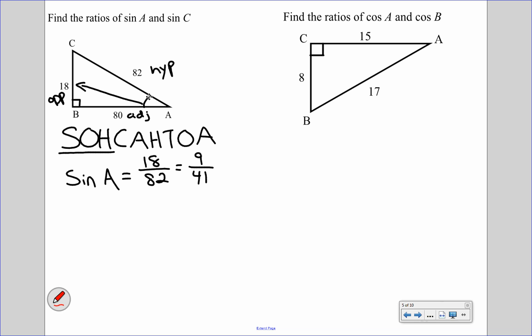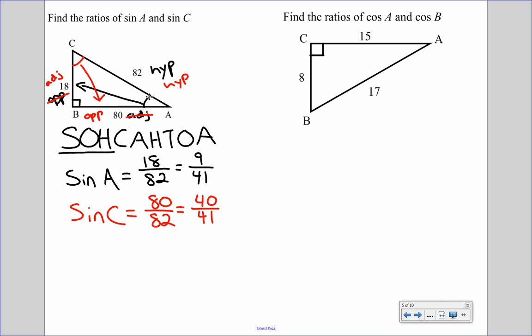Now it also asks us for the sine of angle C. So if we're using angle C, our hypotenuse is going to stay the same. This is still our hypotenuse. But notice that now this side is opposite our angle, and this side is adjacent to it. So once again, sine calls for opposite over hypotenuse. Our opposite side is now 80, and our hypotenuse is 82. We can simplify this to 40 over 41 by dividing by 2, and that's our answer.